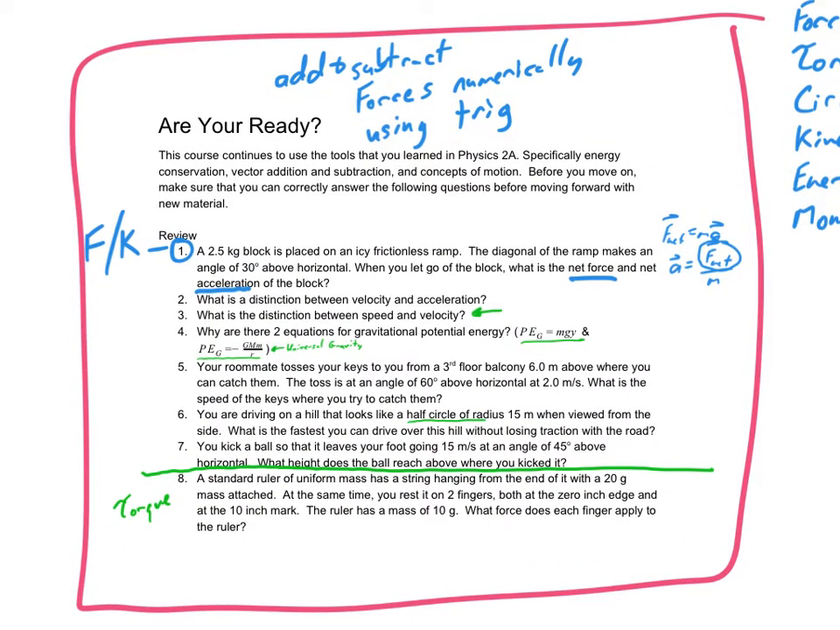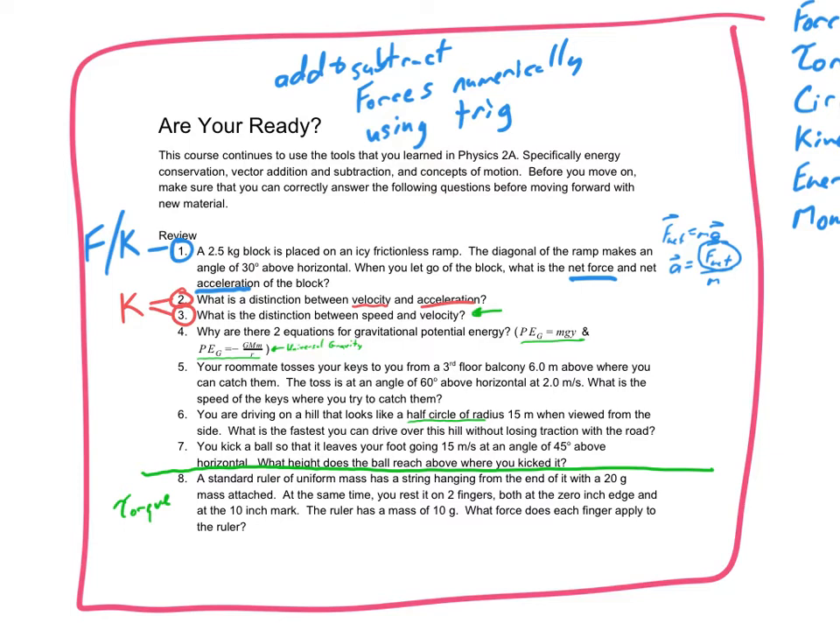Number 2. What is a distinction between velocity and acceleration? Velocity and acceleration are both kinematic terms. They're both statements. Velocity is a statement of motion. Acceleration is about how your motion is changing. So they're both aspects of kinematics. And speed and velocity are also terms of kinematics.